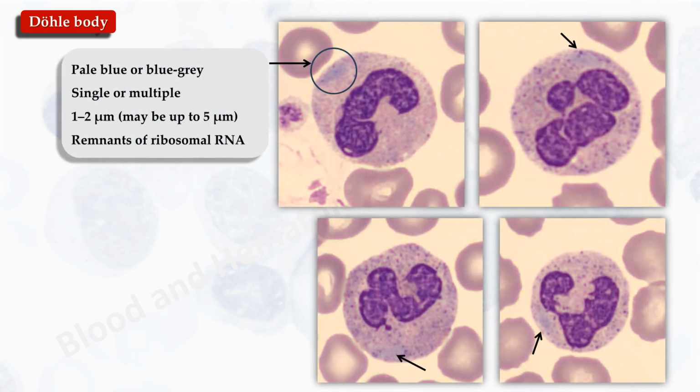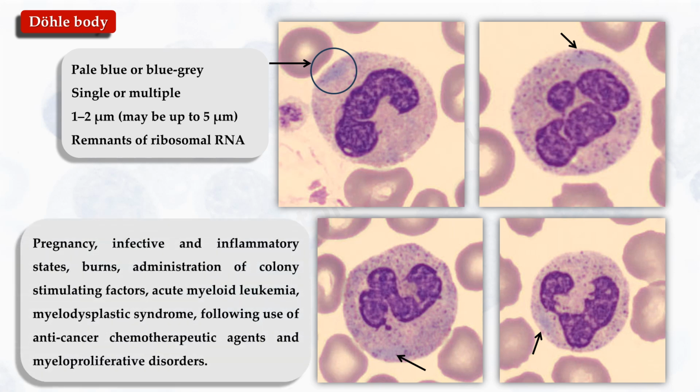Döhle bodies are pale blue or blue-gray cytoplasmic inclusions, single or multiple, often found towards the periphery of the cell. They usually measure only 1 to 2 micrometers in diameter, but may be up to 5 micrometers, and consist of remnants of ribosomal RNA. Döhle bodies are relatively nonspecific.